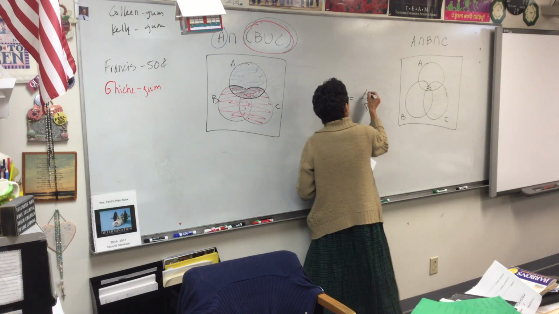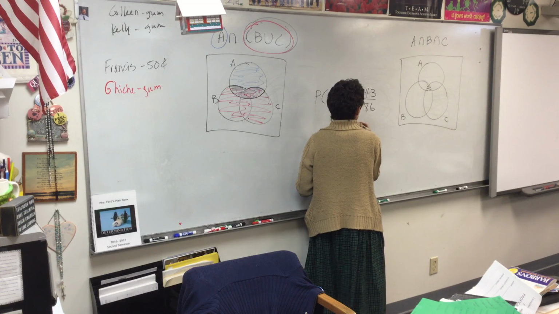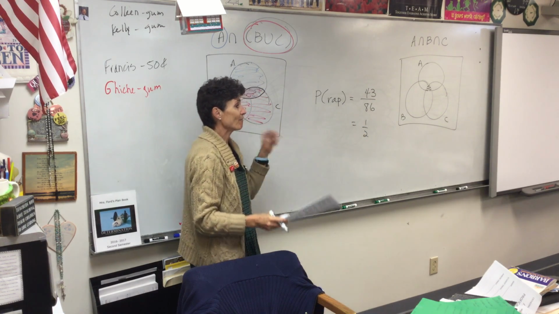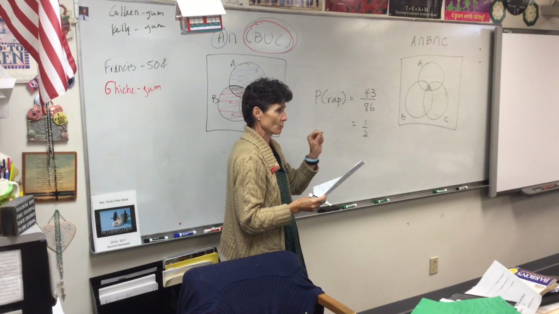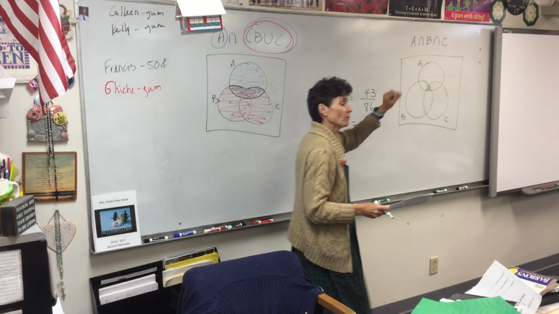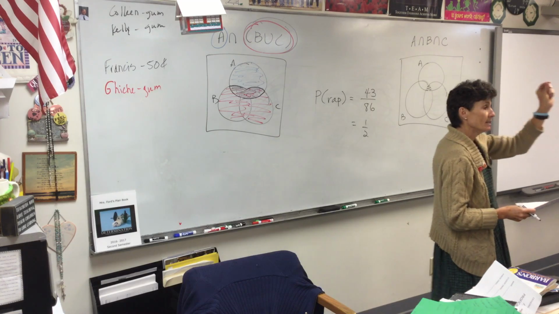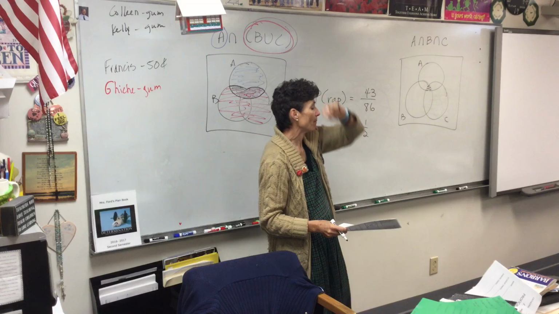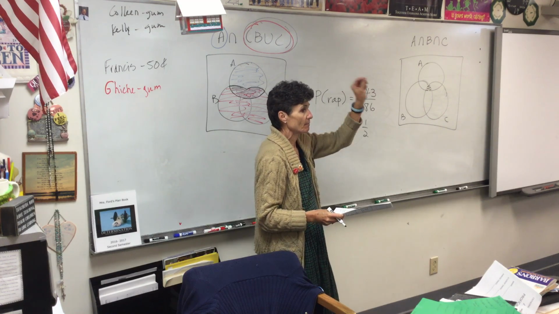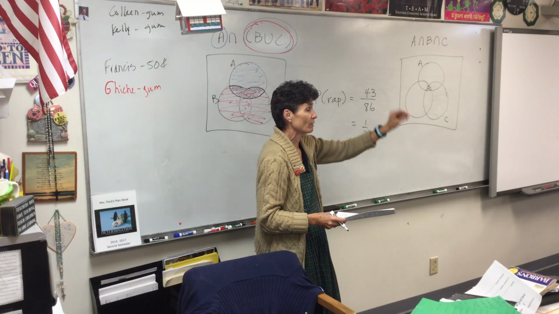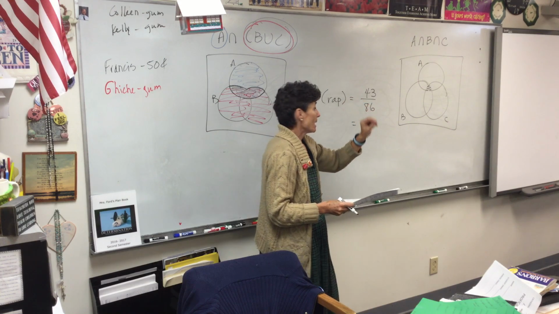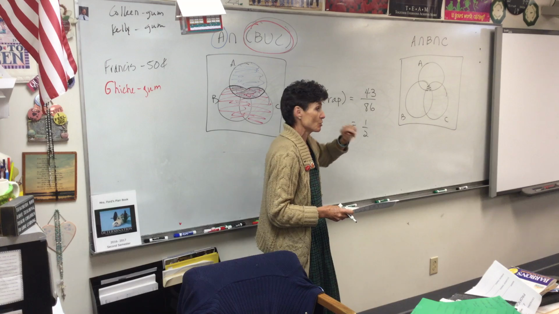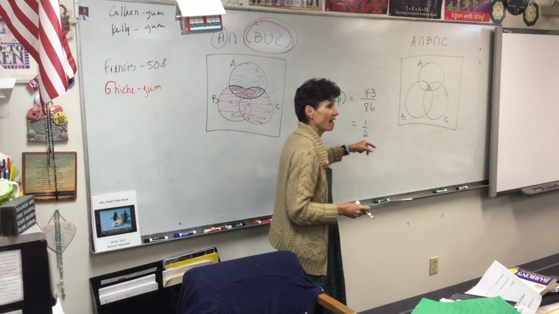43. You want to total up everything in the rap circle. So that includes people that also like country, people that don't like rock, whatever. It's everybody in the rap circle gets counted, and apparently there's 43 of those. Would you agree with me? And there's a total of 86 people. So the probability is 1/2.